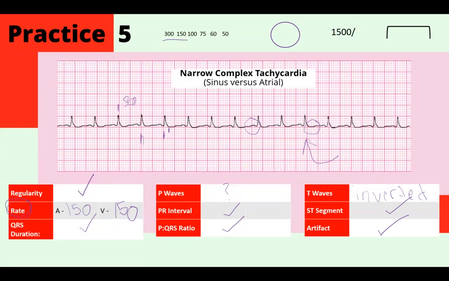It also helps to have a patient in front of you to look at these. So you get used to which ones are sinus and don't need treatment versus which ones might be atrial and do need treatment. And that was our last practice strip. So hopefully that helps you go through these steps and put all the pieces together as you are practicing on your own.